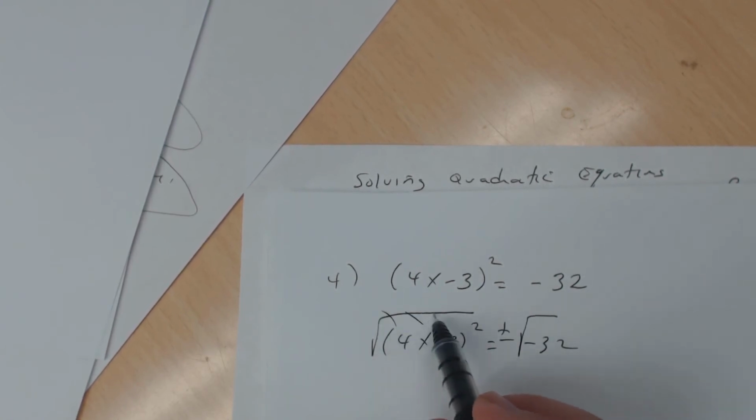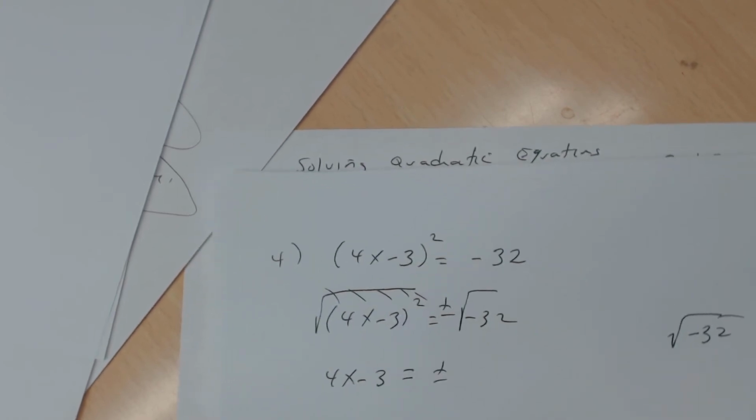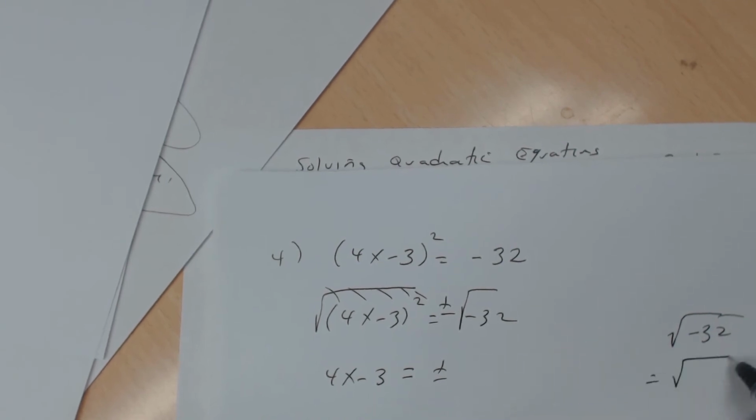The square and the square root undo each other. So I get 4x minus 3 equals plus or minus, and then let's go ahead and figure out what this is. Now keep in mind I'm taking the square root of a negative 32, a negative number, so we're going to get an i. We can get that imaginary unit. That's the same thing as saying square root of negative 1 times 32, and the square root of negative 1 is that i. So you get i square root of 32.